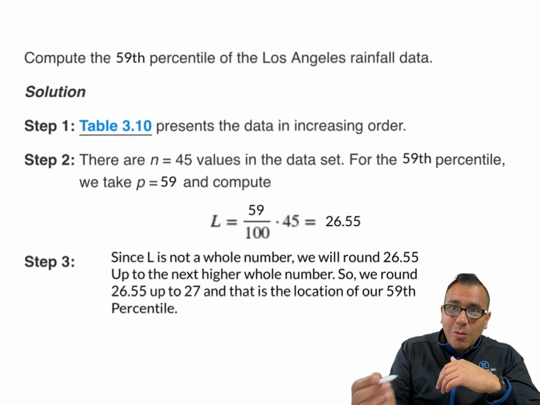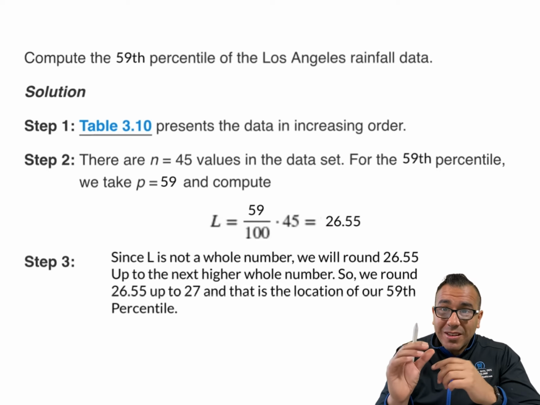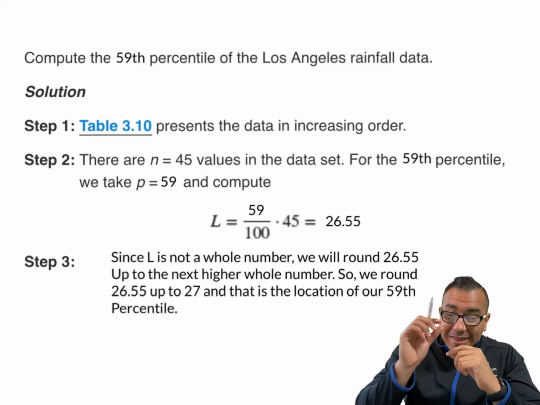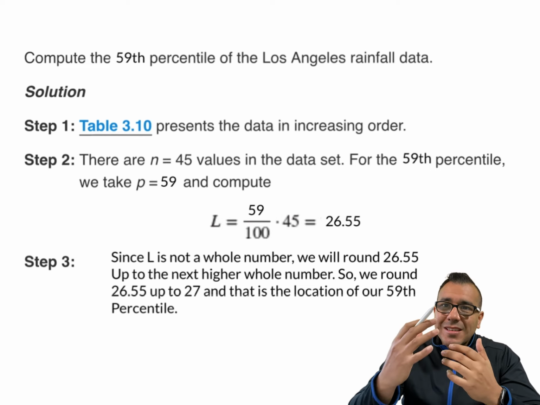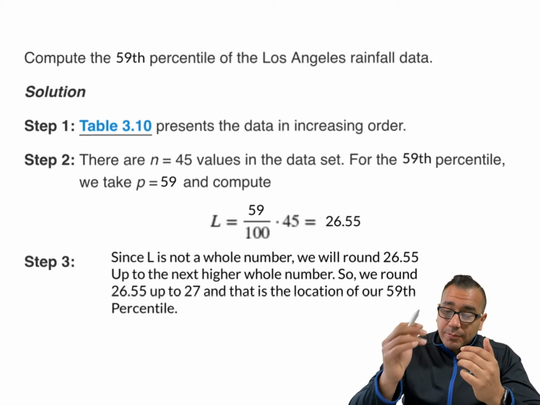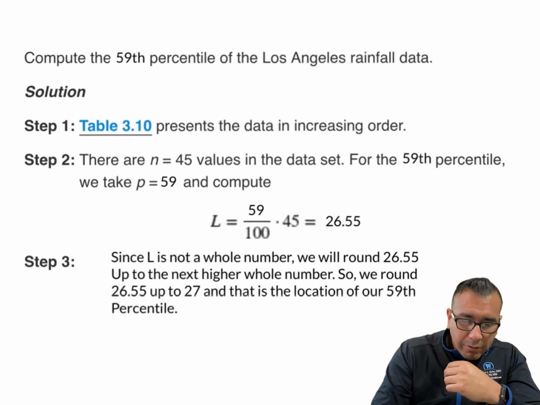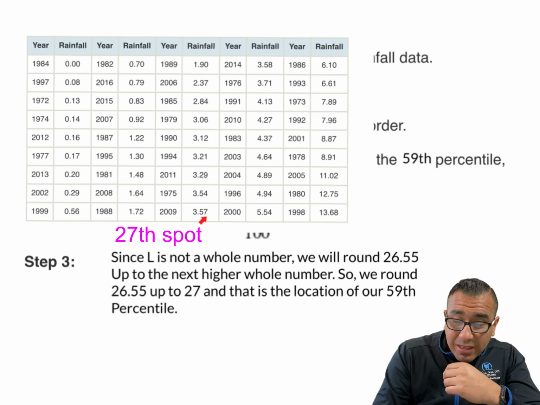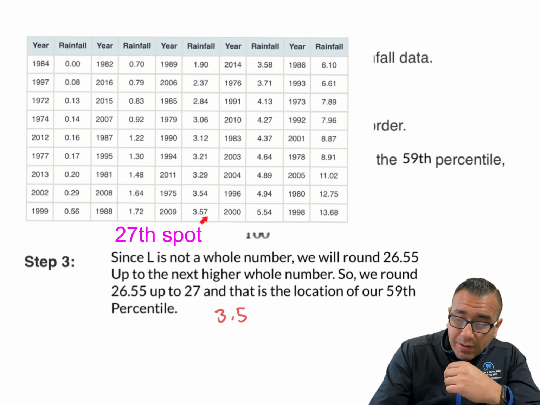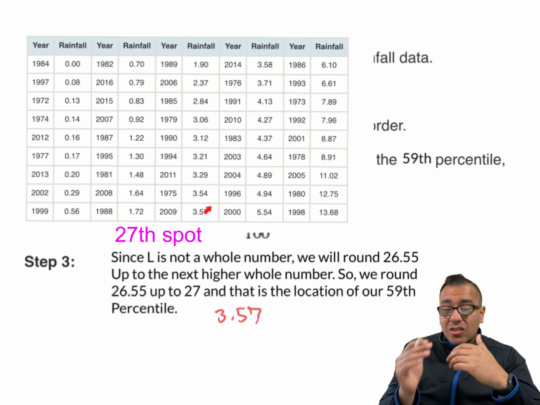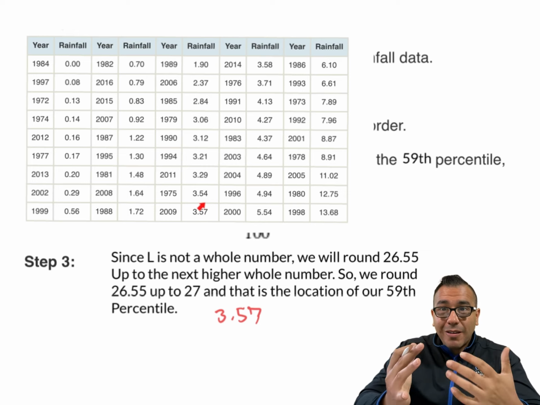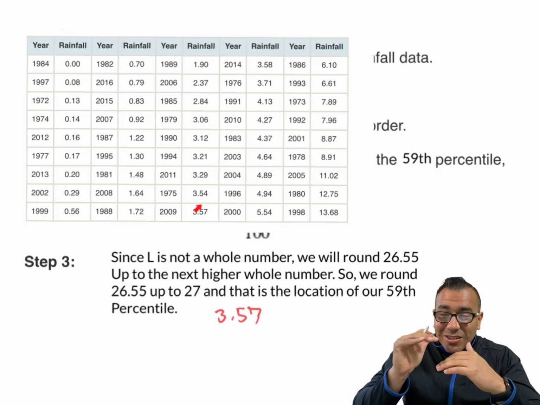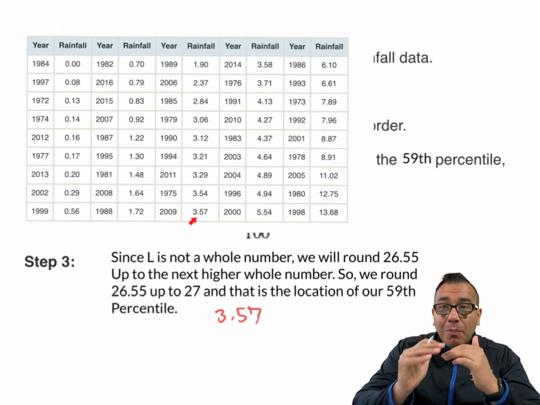So we go back to our table and look at that 27th spot, and whatever's sitting in that 27th spot is going to be our 59th percentile. Let me go back real fast to check, and the number sitting in that 27th spot was 3.57. So that right there, my friends, is the 59th percentile. Hopefully that makes sense. So this is how you compute percentiles.